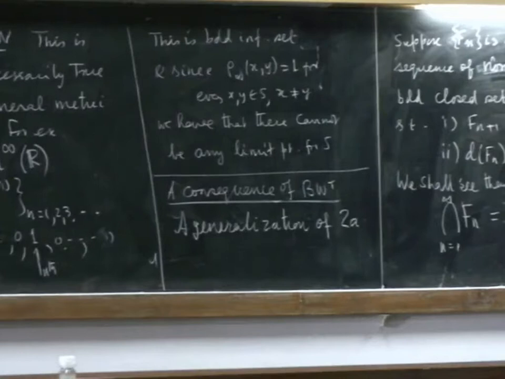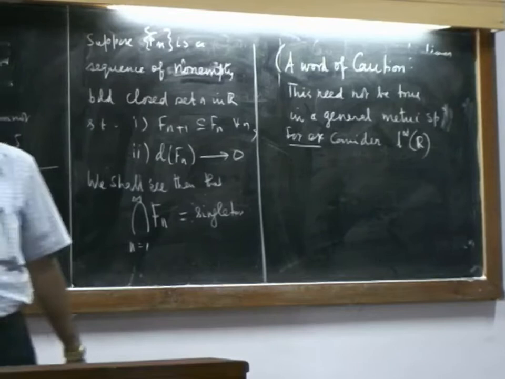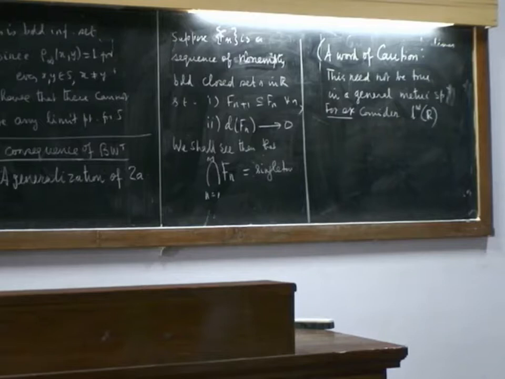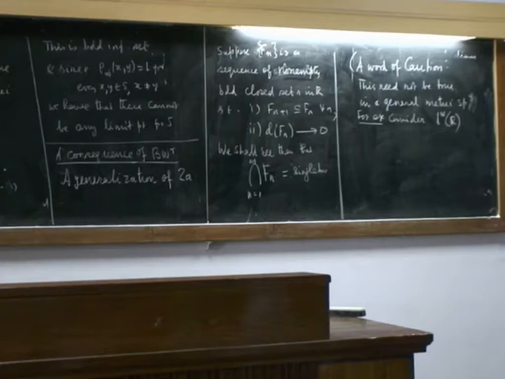Now, to get F2, remove the first fellow. Keep U2 onwards. Is it closed? Yes. Is it bounded? Yes. Is it contained in the previous one? Yes. To get F3, remove the first two fellows, and so on. What happens to the intersection?